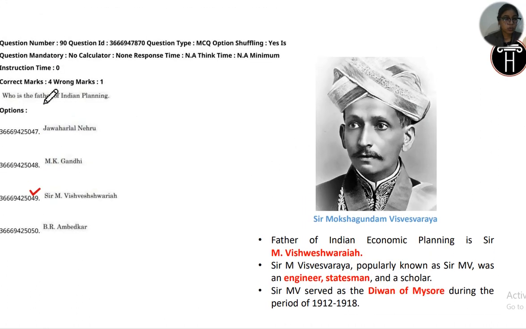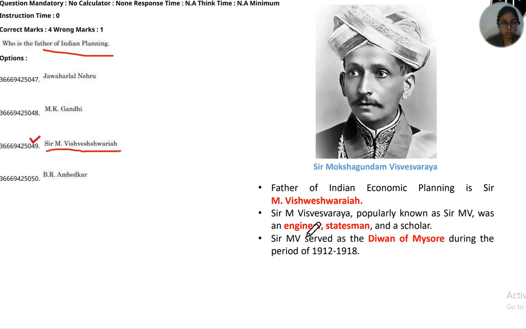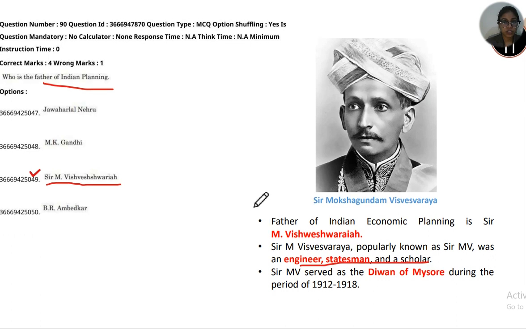Next question is, who is the father of Indian planning? So the father of Indian planning is Sir M. Visvesvaraya. So who was he? He was an engineer, statesman and a scholar, and he is also known as the father of Indian planning.